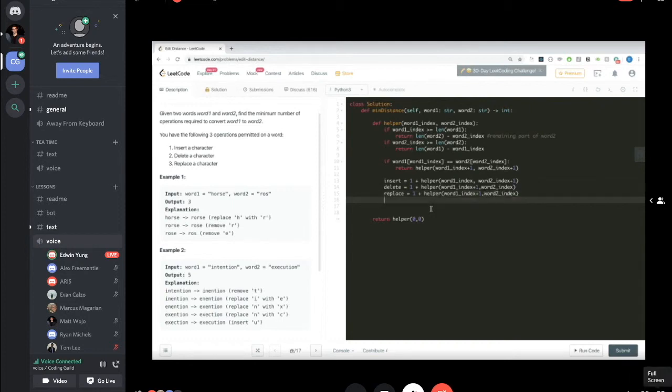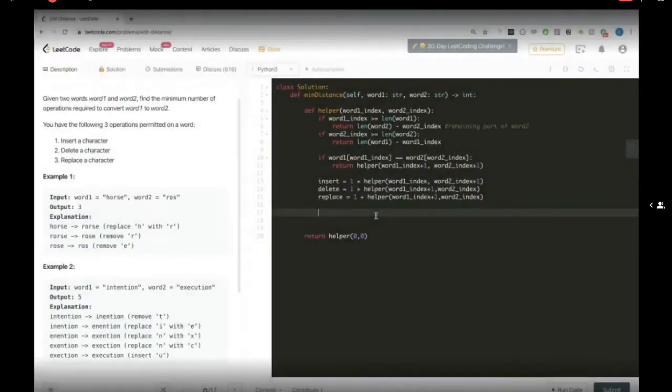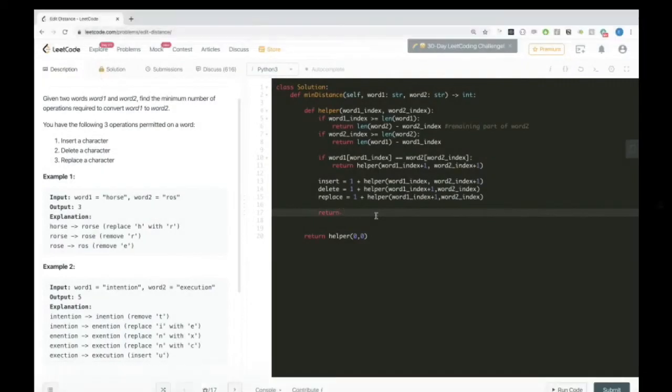And because we want to find the minimum number of operations, we just don't want to run this recursion willy-nilly in terms of it returning all possible combinations or one possible combination. We just care about the minimum number of operations. So what we need to do is return the minimum of these insert, delete, and replace recursive steps.